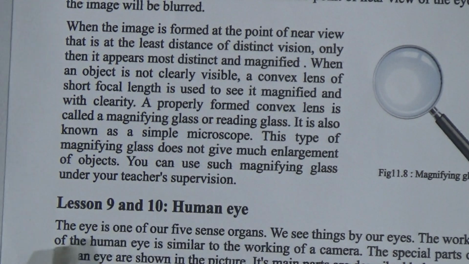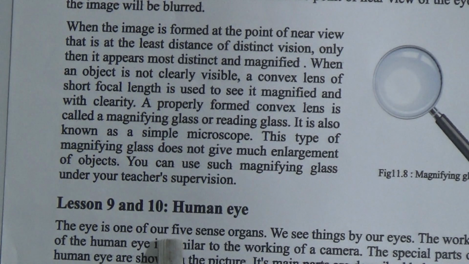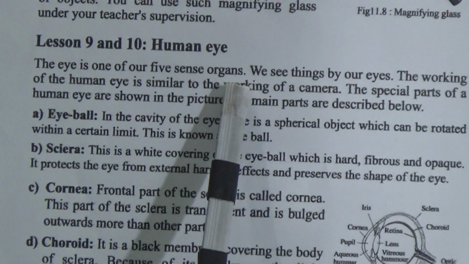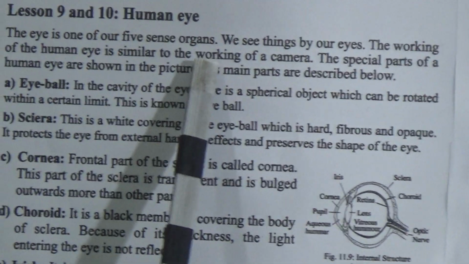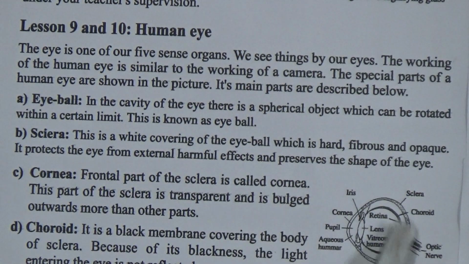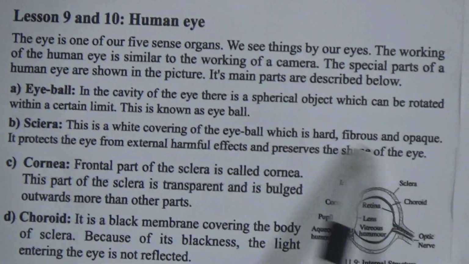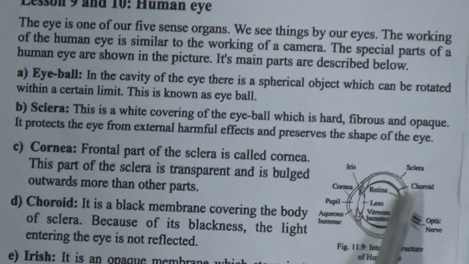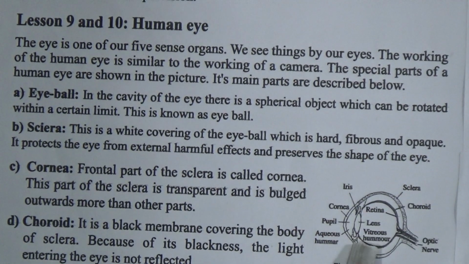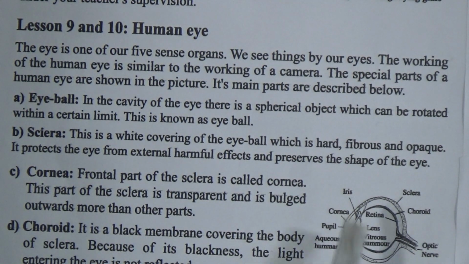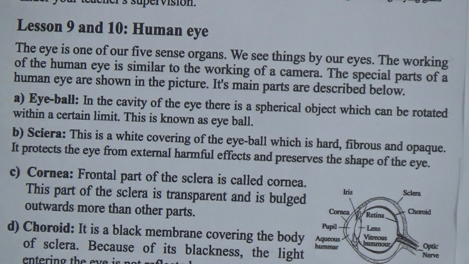This is the human eye. The eye is one of our 5 sense organs, and already we have learned about the eye in our class 6 science book, and there are several parts of the eye. This is the picture of the eye. You have to practice this drawing, and there is the eyeball. Look, this is the eyeball, and in the cavity of the eye, there is a spherical object which can be rotated within a certain limit, known as the eyeball.